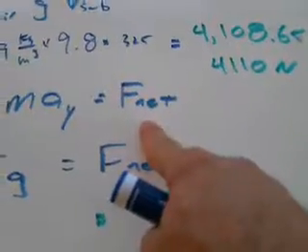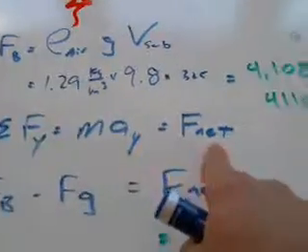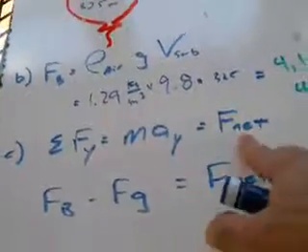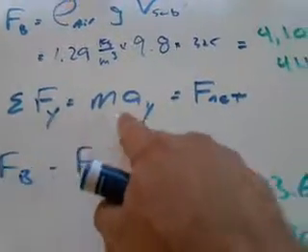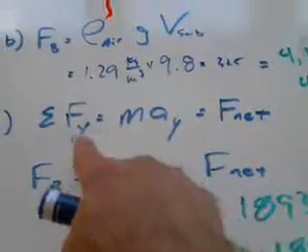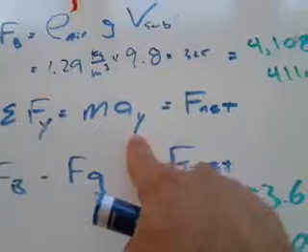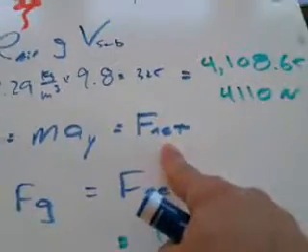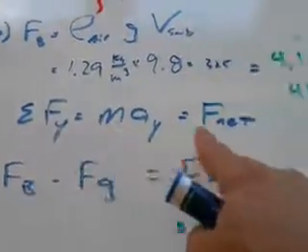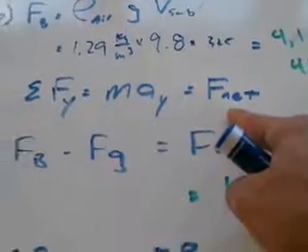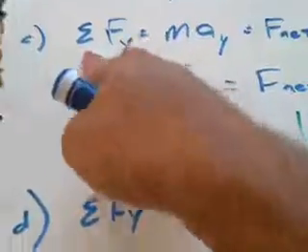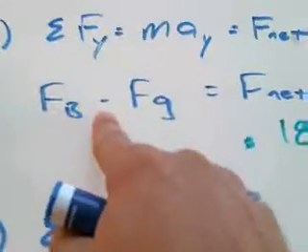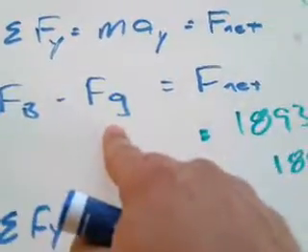Then part C wants us to figure out what is the net force on that balloon. Does everything add up to something? That's what we're going to find out. So the sum of the forces in the y equals ma in the y. In this case, we don't need to call it ma. We can just call it the net force, F net. The sum of the forces means add them all together. In this case, we clearly subtract because buoyancy is up, gravity is down.